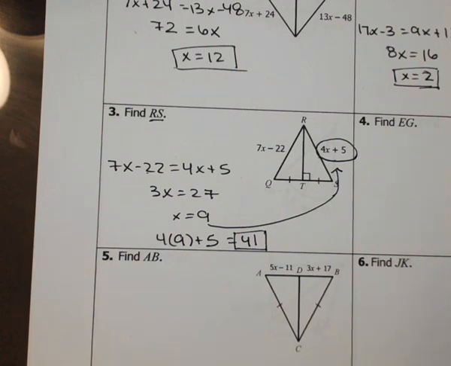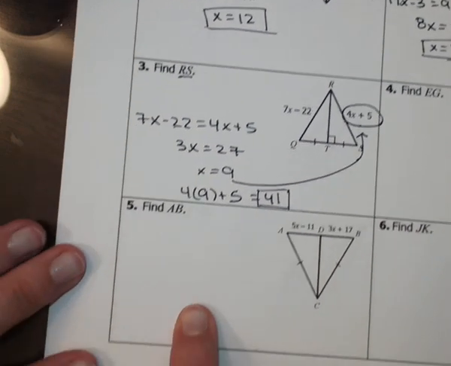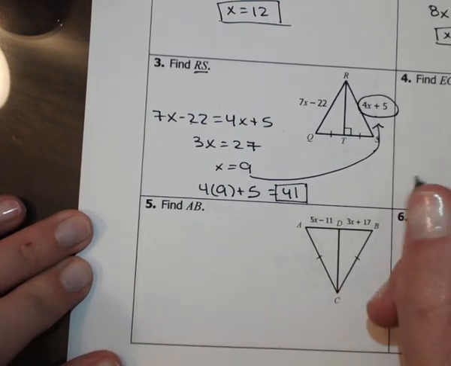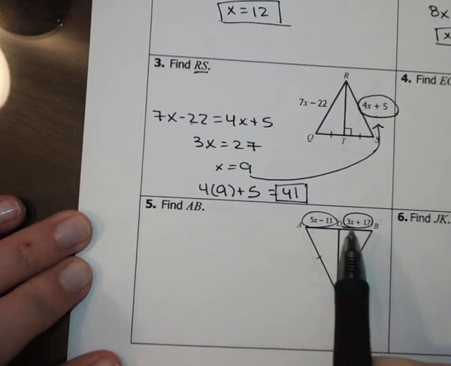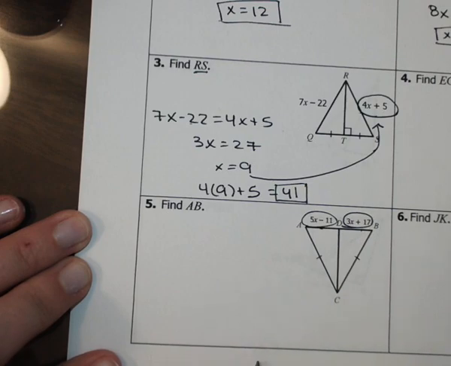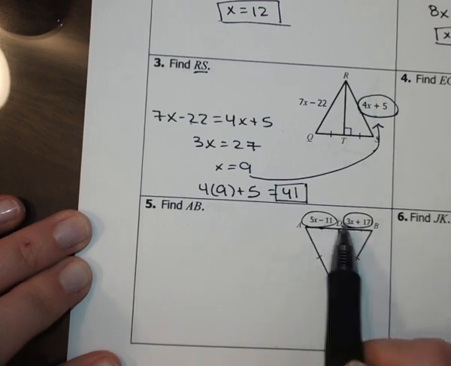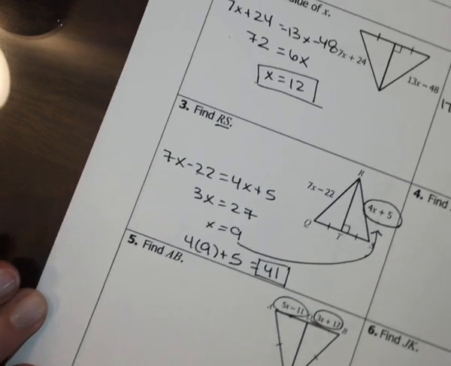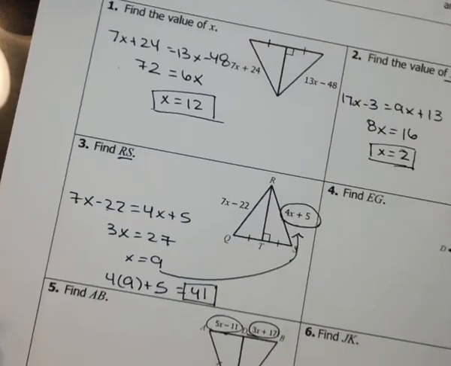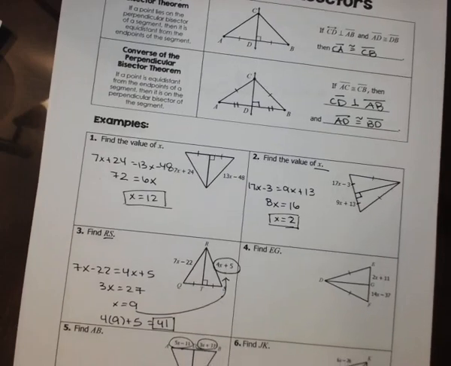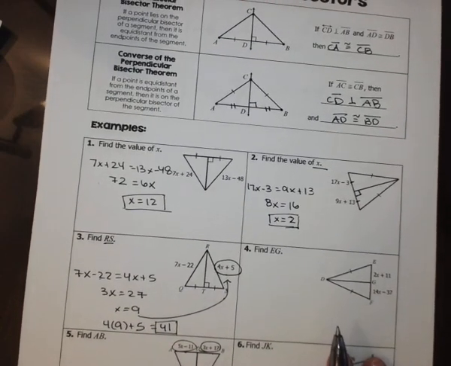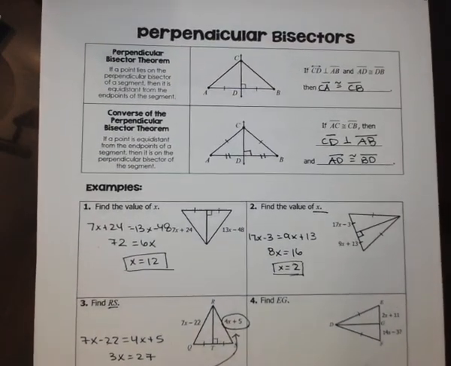All right, same thing for number 4 and number 5. Number 5 is just asking you to find AB. So now you'll have to plug it into both. AB is the whole base. So once you set these equal and solve for x, plug x back in and add these together. But that's really it for perpendicular bisectors. I'll go ahead and upload the answer key for you for the rest of these, and put a little bit of practice online as well.